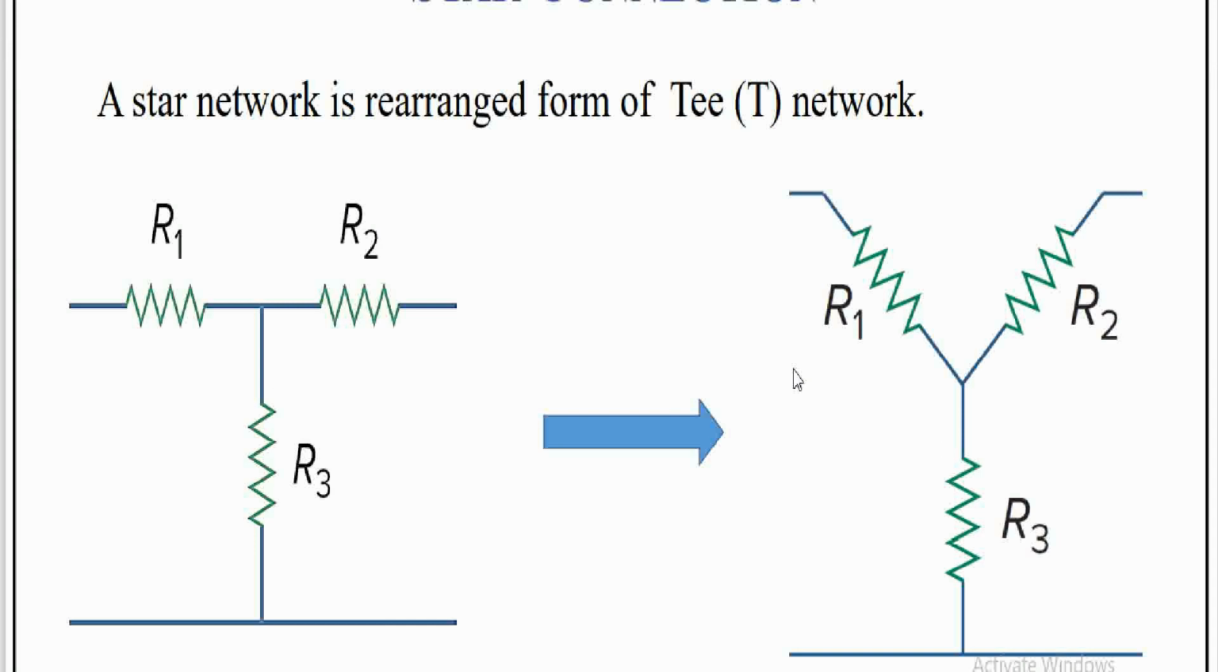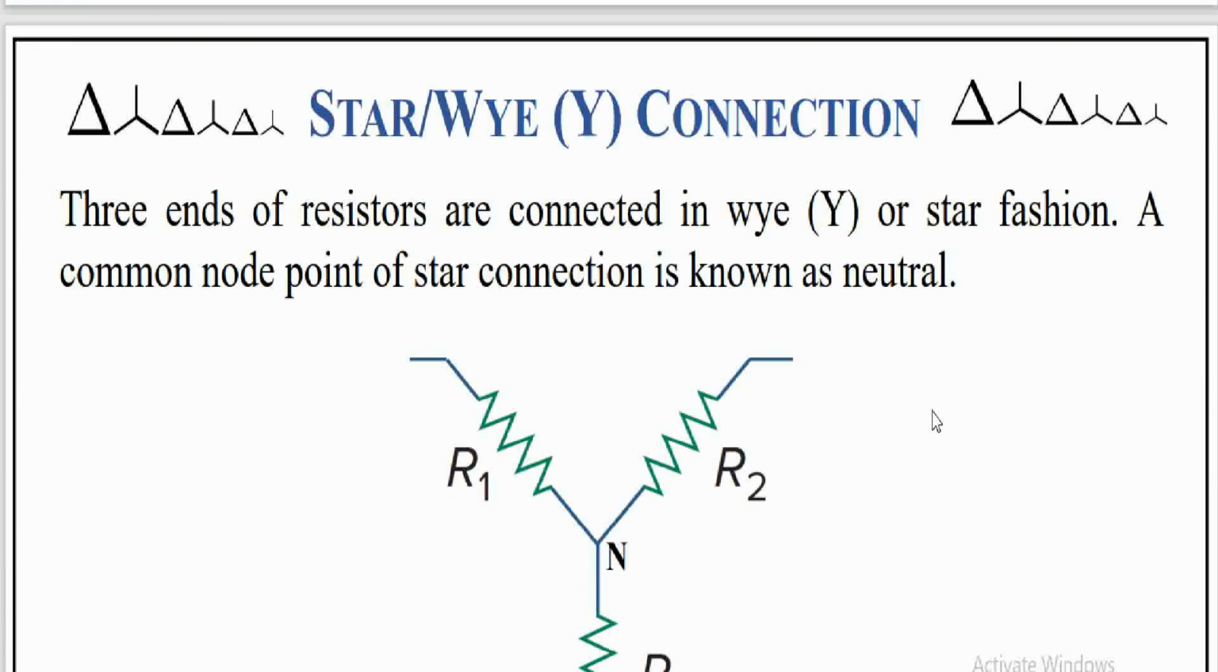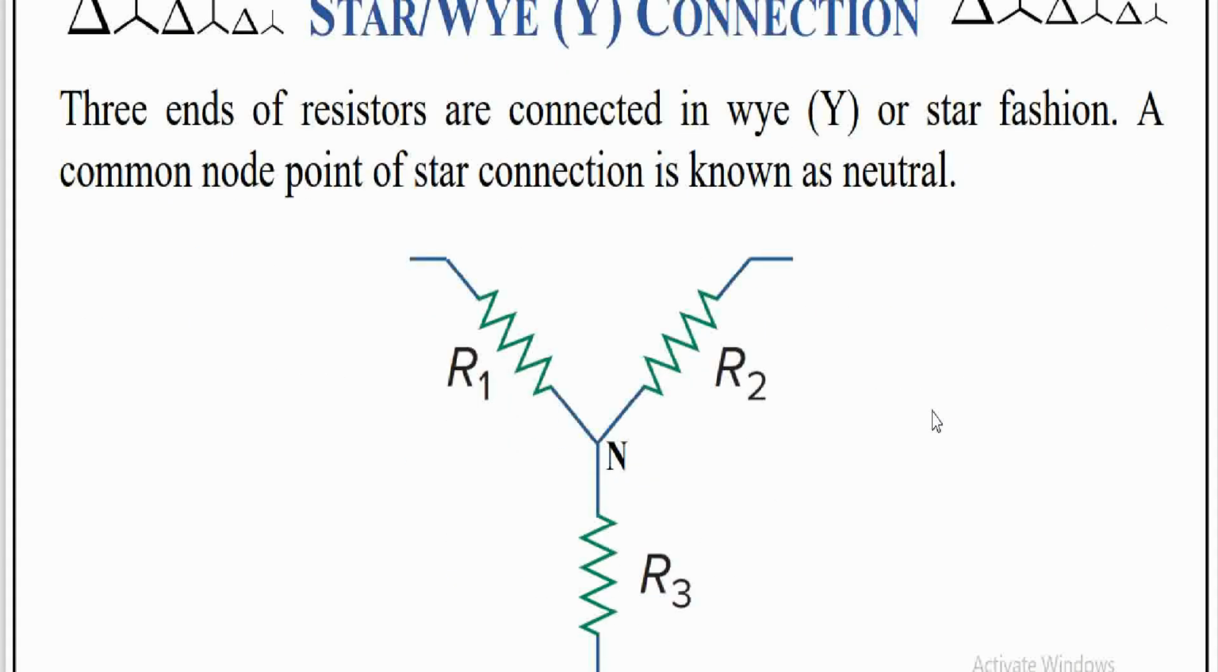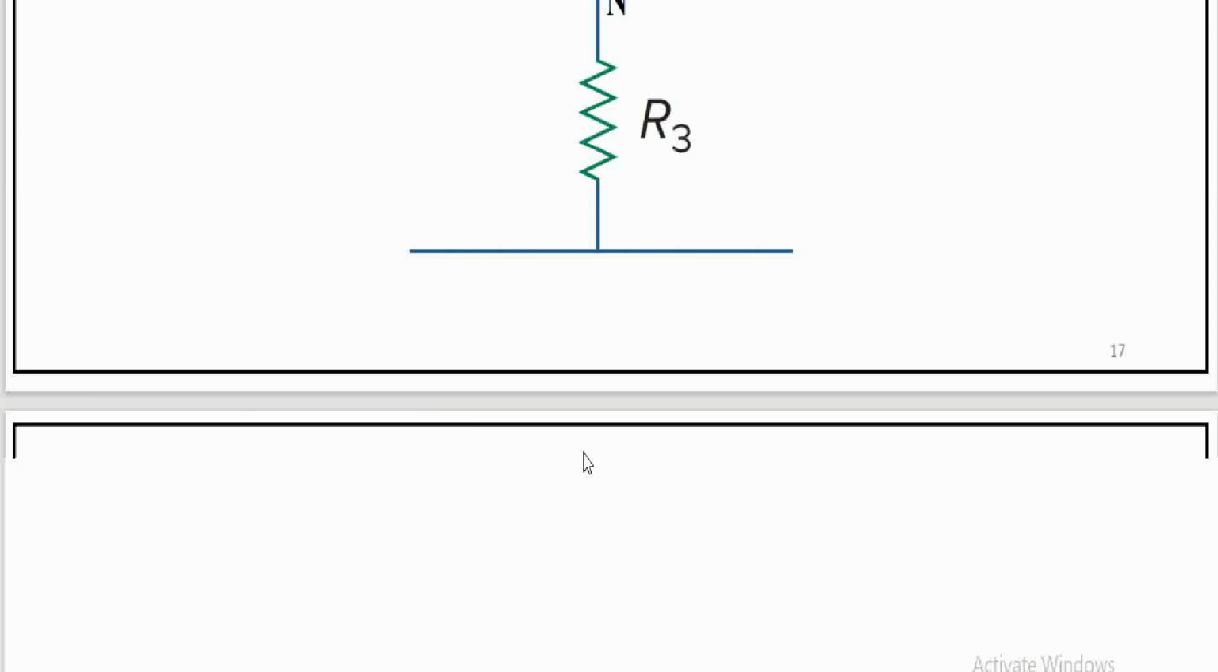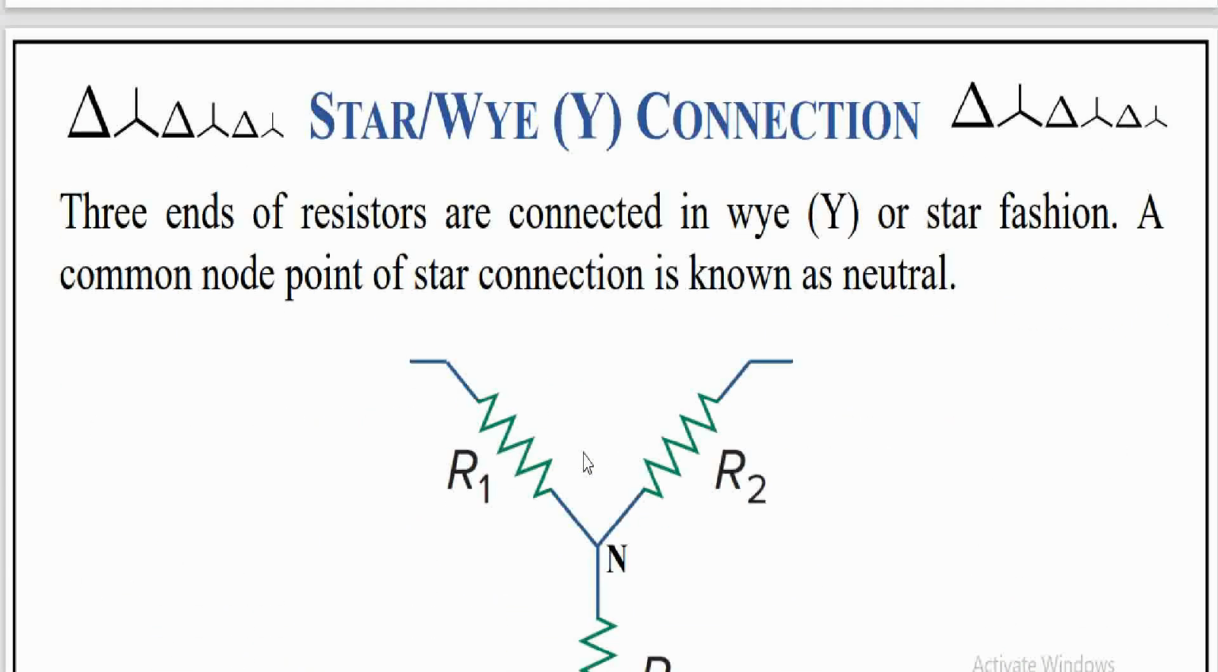So to identify a star connection, there is a common point for all resistors. At the common point, all the resistors are connected and the other ends are open. Three ends of the resistors are connected in Y or star fashion. A common node point of a star connection is also known as neutral.